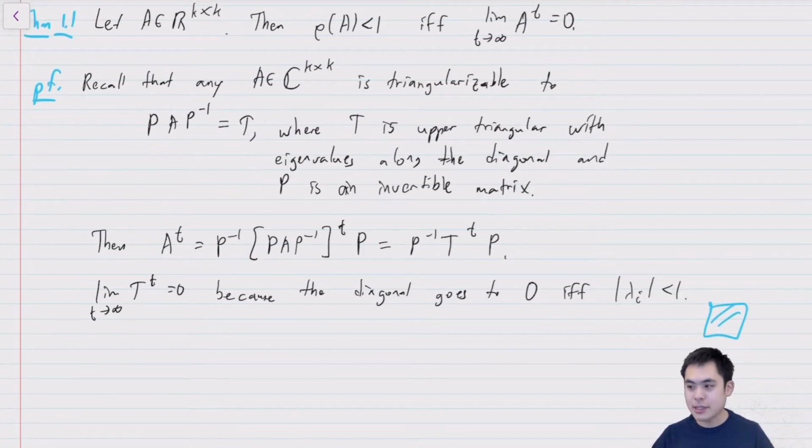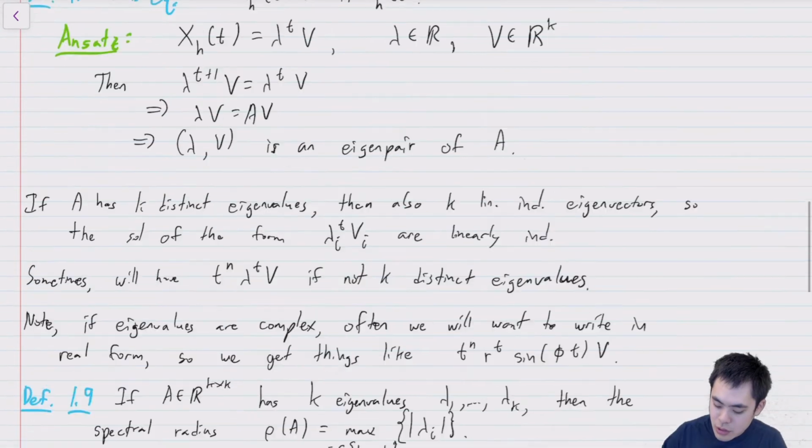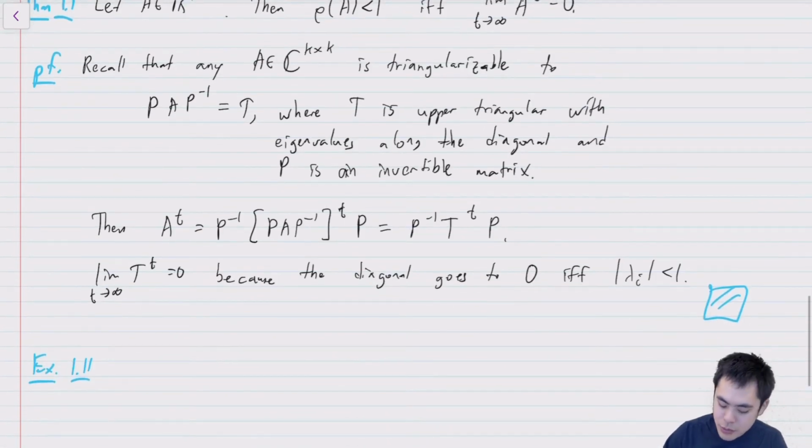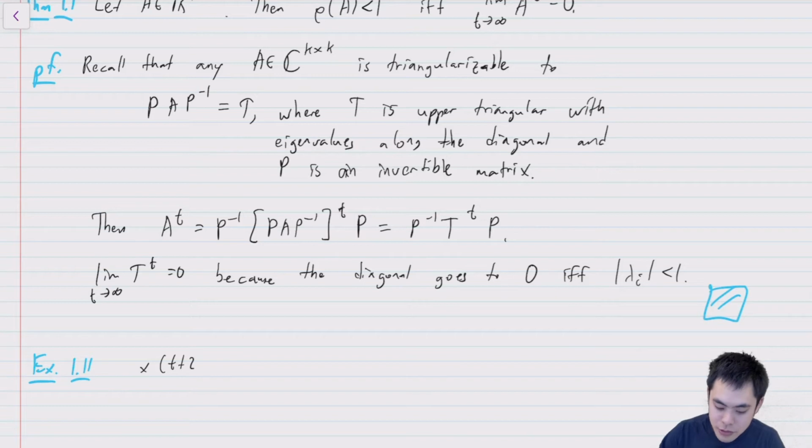But yeah, that's a lot of theory. Let's spend a little bit more time and actually give an example or two to show you what this is like. So this is example 1.11. In this particular case, we're going to first start by converting a second-order difference equation into a system of first-order difference equations.